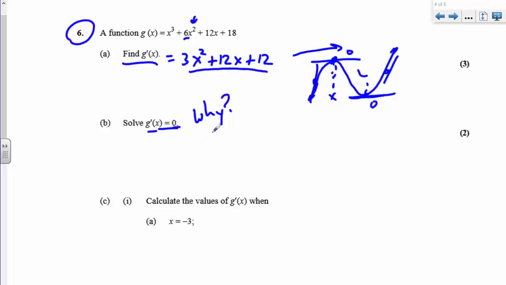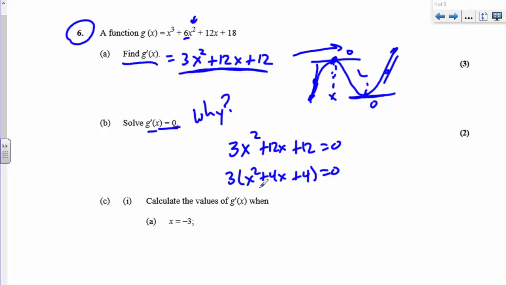So let's go ahead and do this, okay? I want to solve this, so what I'm going to do is set this derivative equal to 0 and solve it for x. That's what they're asking me to do. So I have 3x squared plus 12x plus 12 is equal to 0. I'll go ahead and factor out a 3. So this will give me x squared plus 4x plus 4 is equal to 0. And now I'm going to factor this. We should see that's the same thing as 3 times (x plus 2) times (x plus 2), and that's equal to 0.